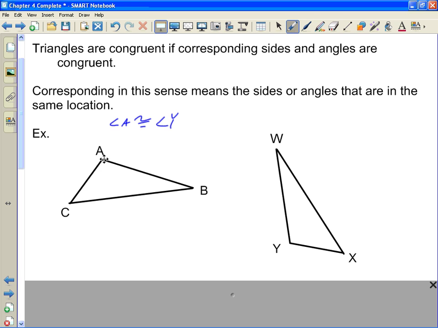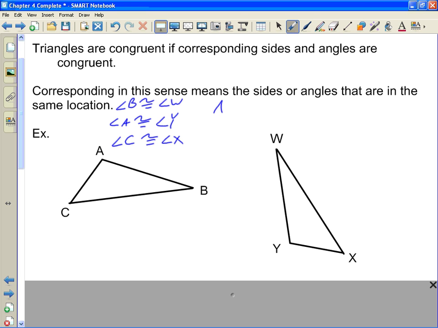C is where the shortest side and the longest side meet. So angle C is going to be the same as where the shortest side and the longest side meet here. So angle X. B is where the middle side and long side meet. So B is going to be congruent to W. So that's angles.